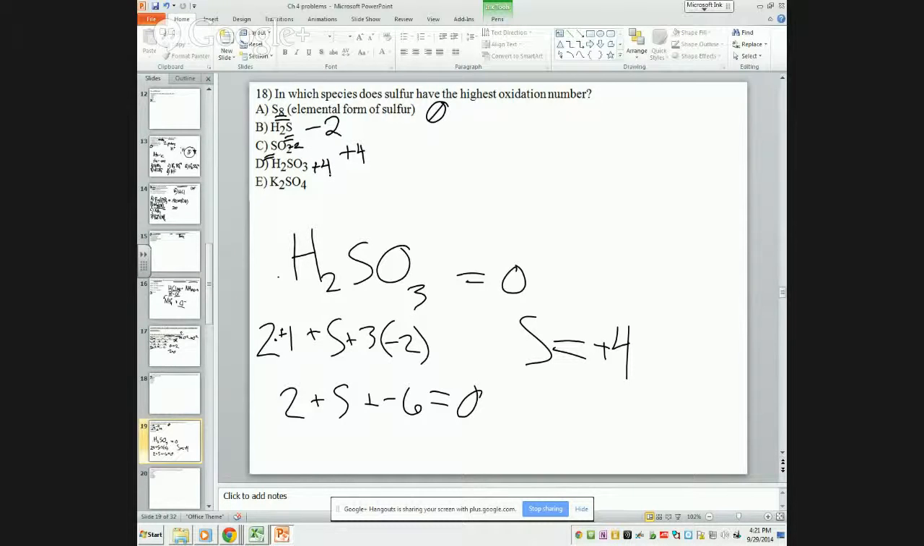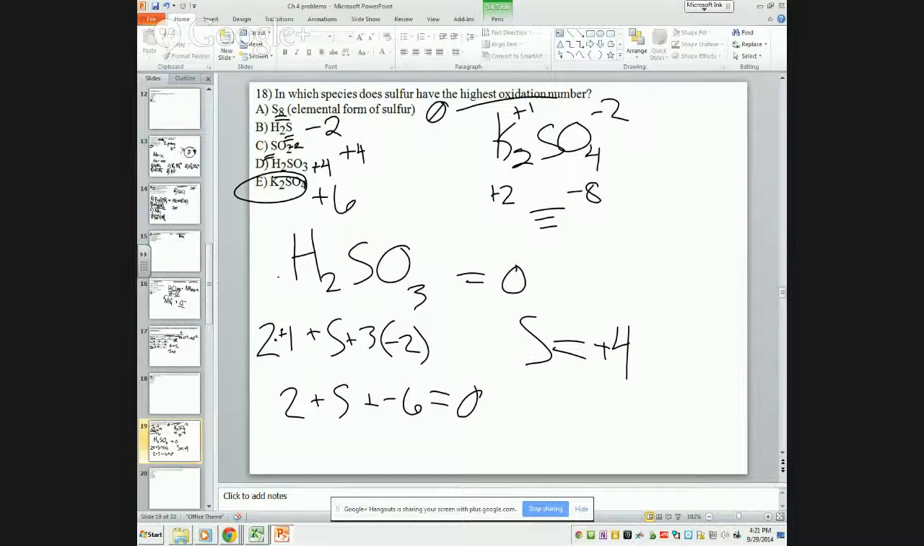We're going to do the same thing for K2SO4. I know each oxygen's -2, each K's +1. So that gives me a -8 from the oxygens, and a +2 from the potassium. What does my sulfur have to be? +6. Talking about highest oxidation number, choice E.